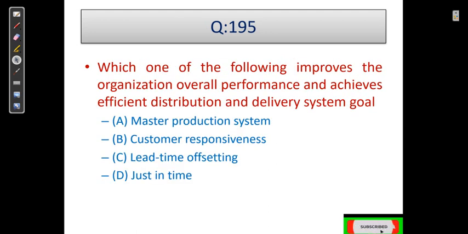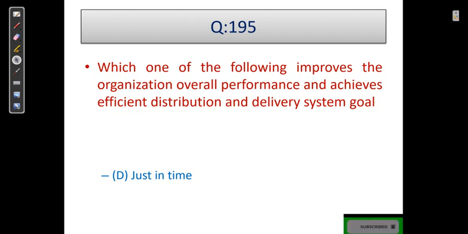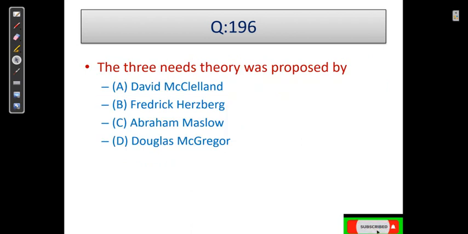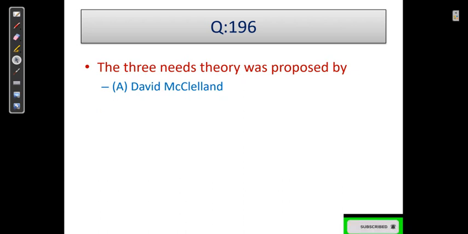Which one of the following improves the organization's overall performance and achieves the efficient distribution and delivery system goal? Master production system, customer responsiveness, lead time offsetting, just in time. So we can say it is just in time. The three needs theory was proposed by David McClelland, Frederick Herzberg, Abraham Maslow, Douglas McGregor. So David McClelland is the correct answer. He proposed the three needs theory.